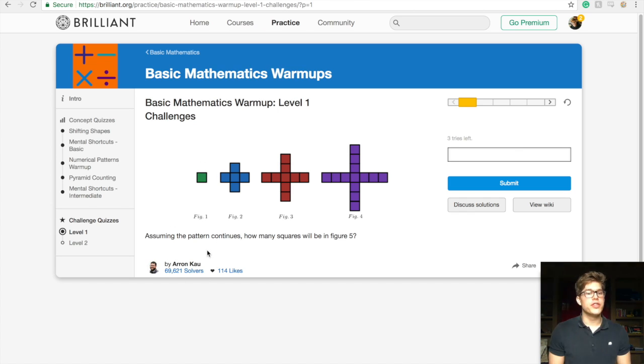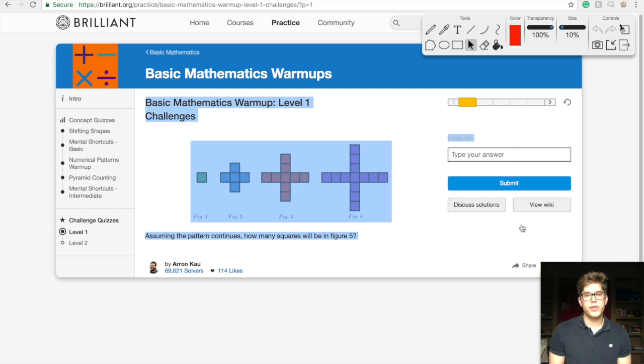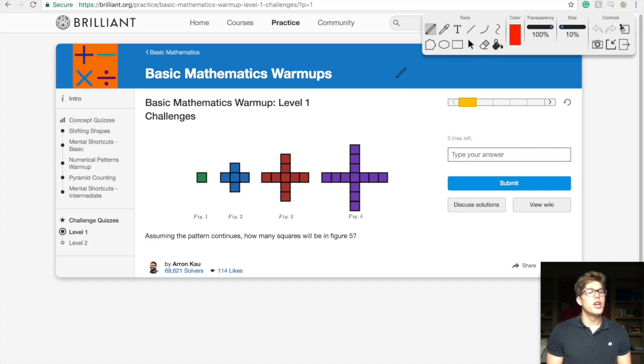Let's get going. Assuming the pattern continues, how many squares will be in figure five? Okay, we have figures one through four right here. Let me get my pen tool. So here we have one square, and then what's new? Well, we're adding a square on each of the edges, right? And that's how we get figure two. So figure two is just going to be 1 + 4.